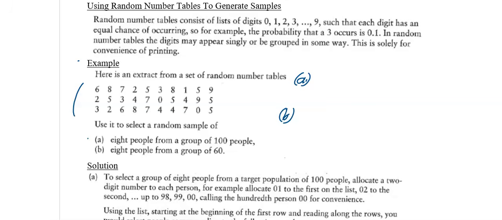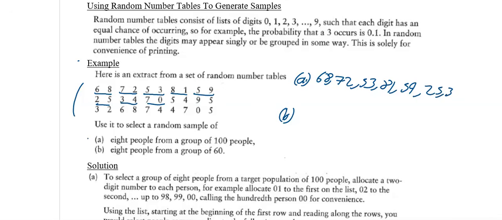So just pick the first two digits, so 6 and 8. That gives me 68. We have 7 and 2, that gives me 72. We have 5 and 3, that just gives me 53. We have 8 and 1, that gives me 81, and 5 and 9, sorry, that gives me 59. So I've got 1, 2, 3, 4, 5 so far, 3 more to get. And I've got 2 and 5, 3 and 4, 7 and 0 to give me 25, 34, and 70. Okay, and that's us. So we've got 1, 2, 3, 4, 5, 6, 7, 8. We've got all our 8 numbers.